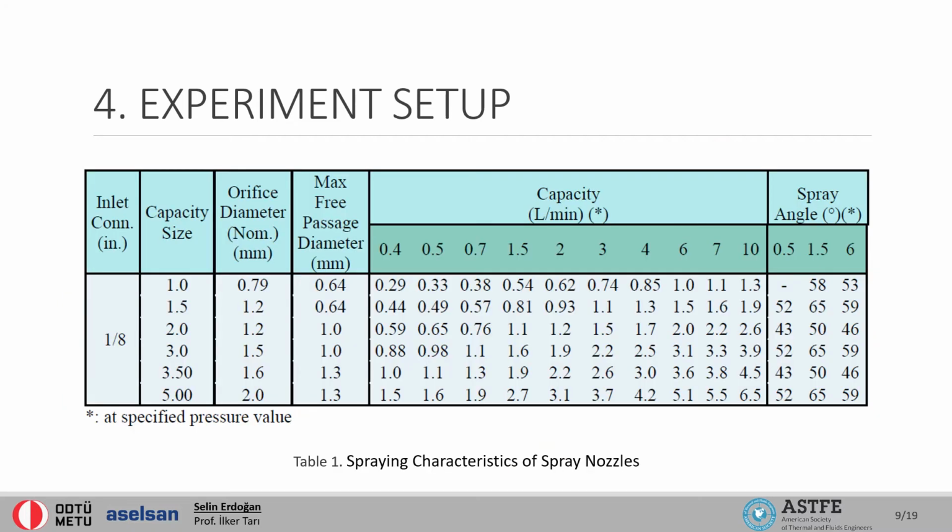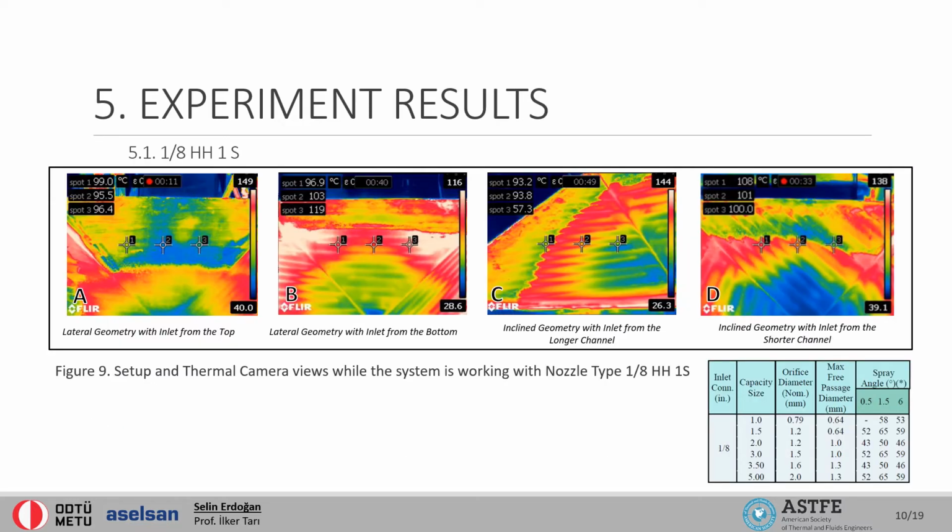This is the table listing the nozzles we have used in the experiments. We tried different spray angles and flow rates with 6 different nozzles to examine many conditions. The experiment results are collected as a temperature distribution of the evaporation surface with an infrared thermal camera. With this nozzle, the first one in this table, a water flow rate of 1 liter per minute is provided with a spraying angle of 53 degrees.